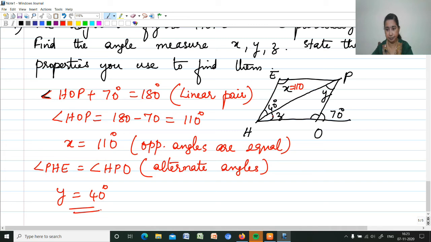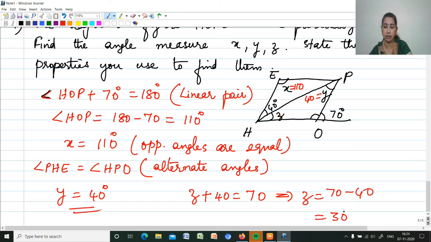Then what about z? How much will be the value of z? How can we find z? This angle we got as y, which is 40. Now this is a triangle, HOP is a triangle. The sum of the two interior angles of a triangle will be equal to the exterior angle of the third angle. So these two sum will be equal to 70 degrees. That is z plus 40 is equal to 70, or z is equal to 70 minus 40, that's equal to 30 degrees. So z is equal to 30 degrees.